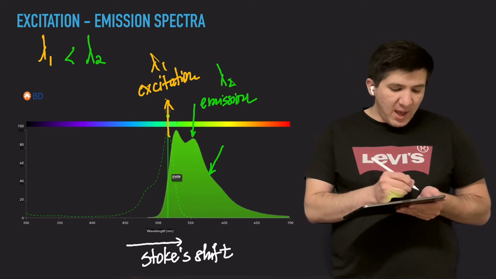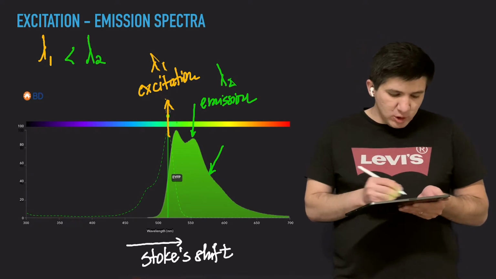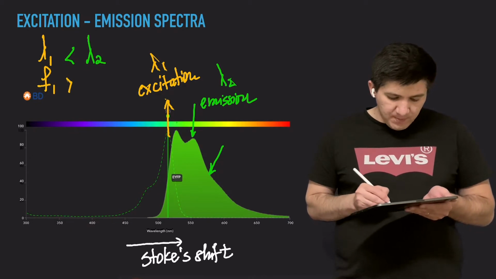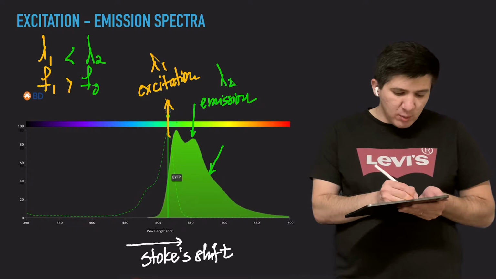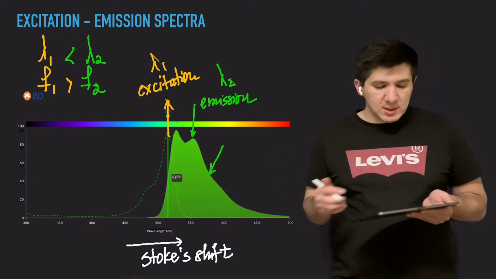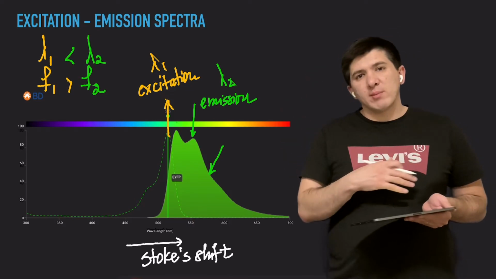And it means that the energy or the frequency which is associated with the first lambda is going to be bigger than the frequency which is associated with the second one, right? And we can explain this using the diagrams which we have seen before.